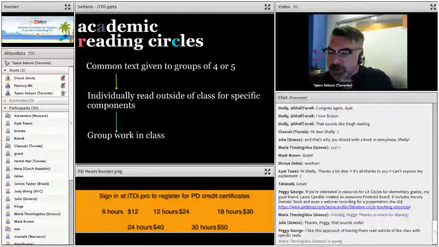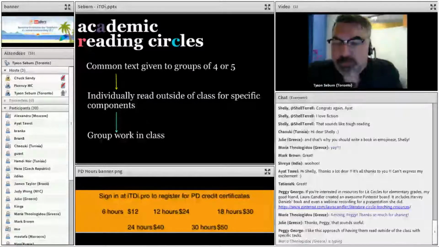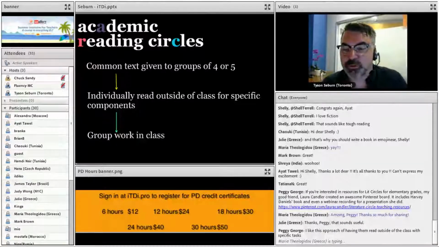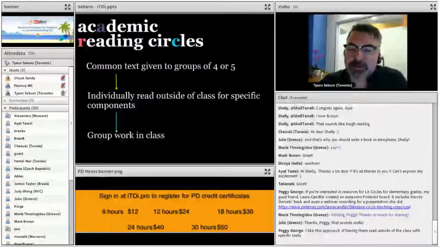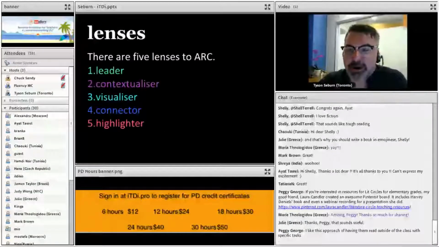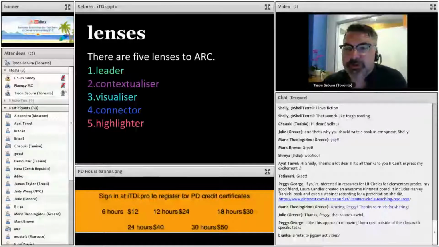So I think what we should do now is try to put you a little bit into the shoes of the student and try it out. And to do so, we have to introduce the roles as they are in ARC. So there are 5 roles in ARC. There used to be 6, so if you were an early adopter of academic reading circles, then you might have seen a 6th one, but we have conflated it down to 5. And these are the 5.